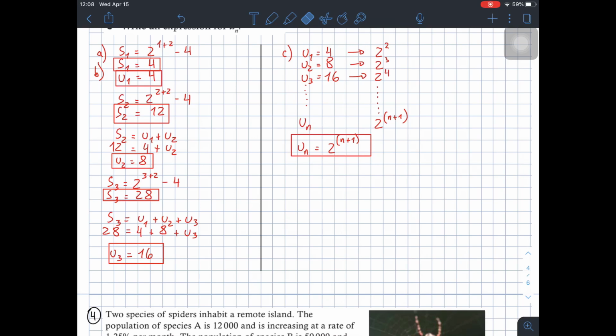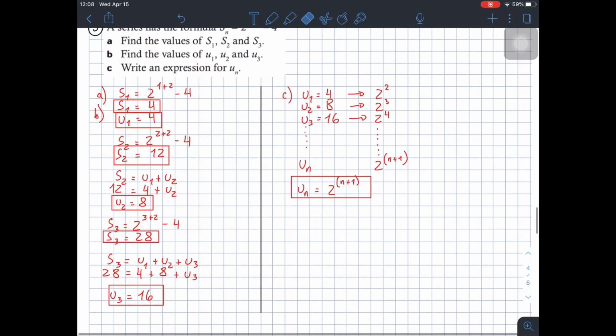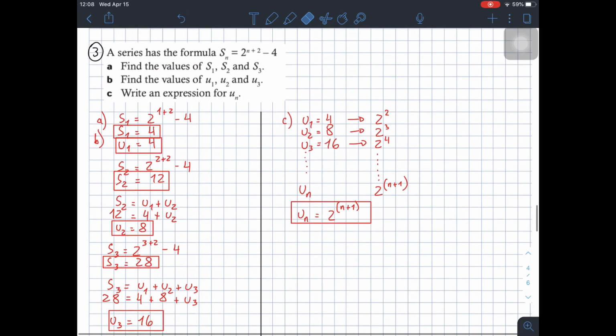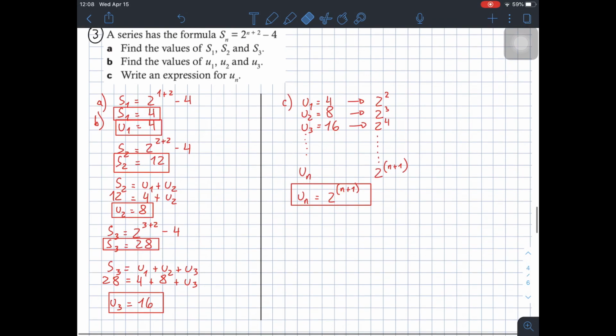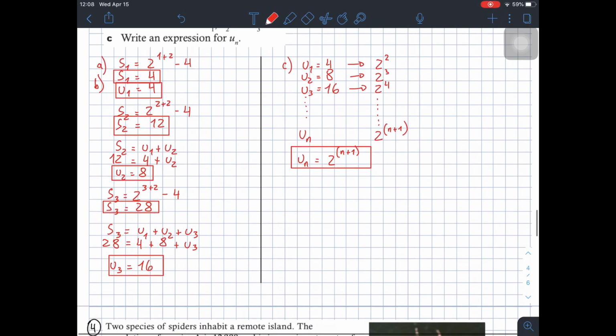So this is the general term for this sequence over here, which does not necessarily need to be arithmetic or geometric. It could be any type of sequence. You just need to notice the pattern.